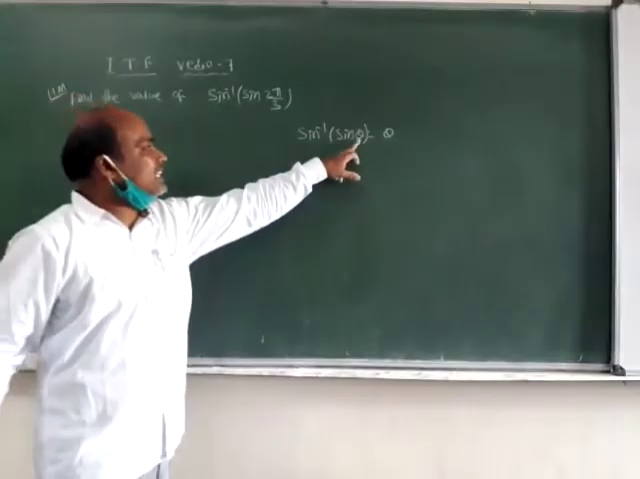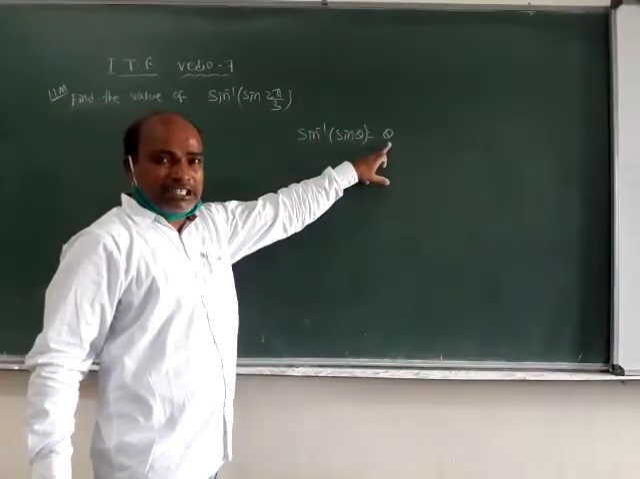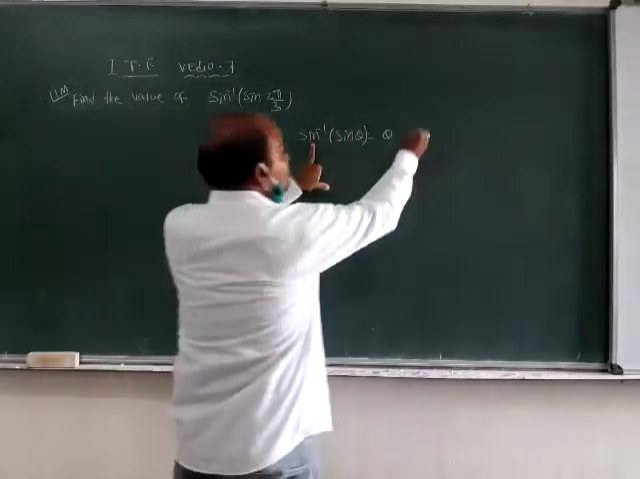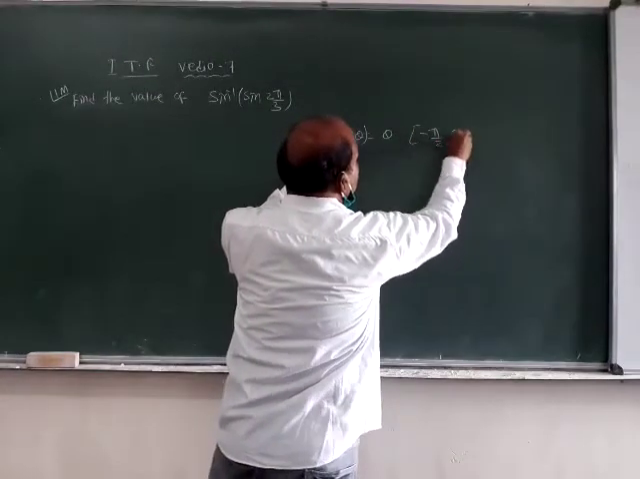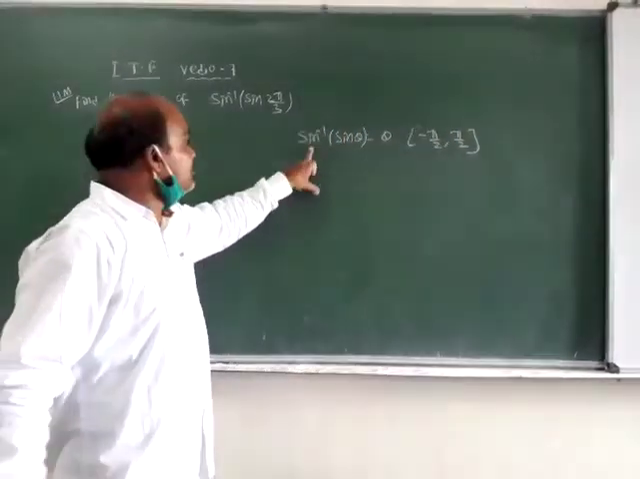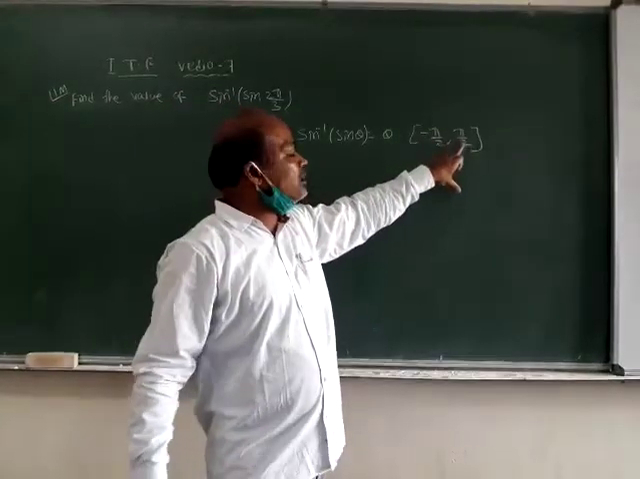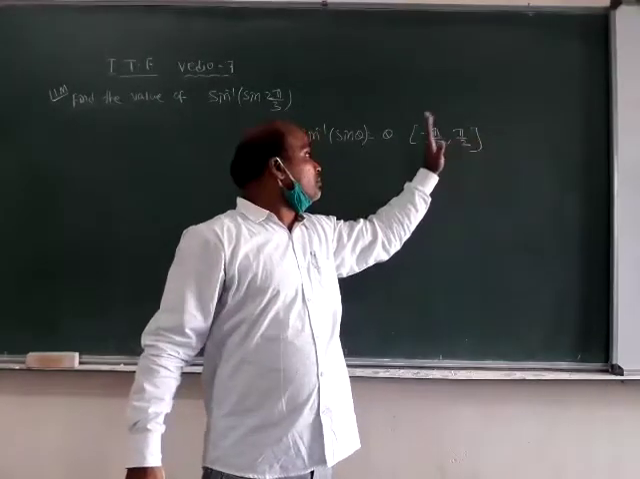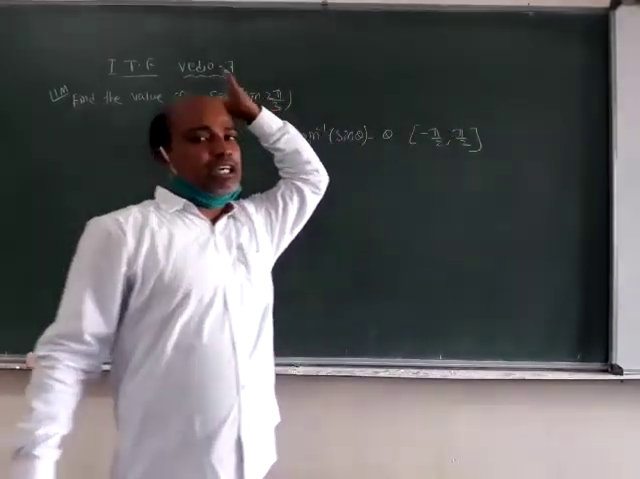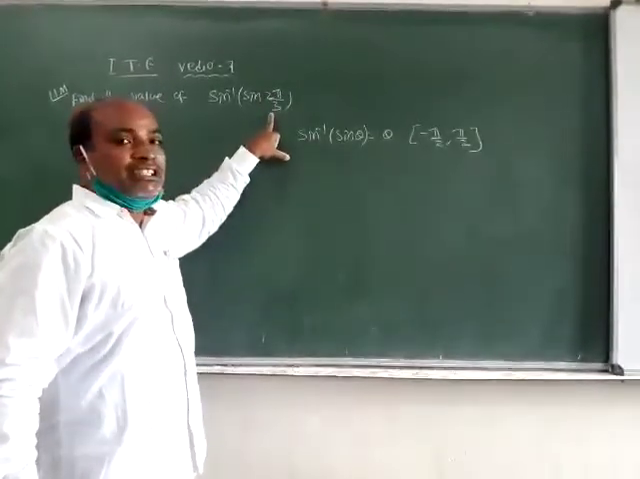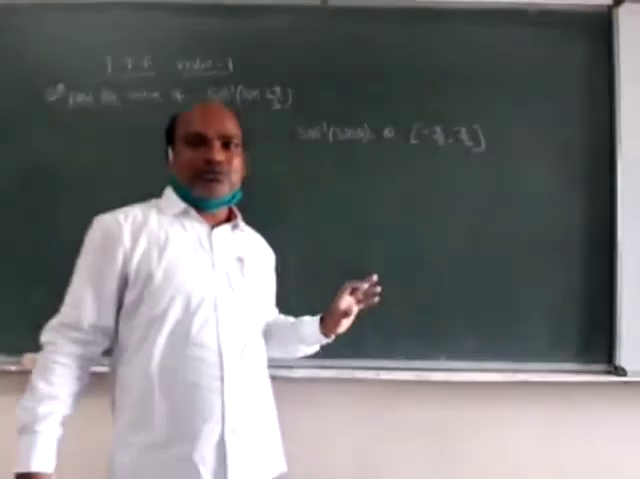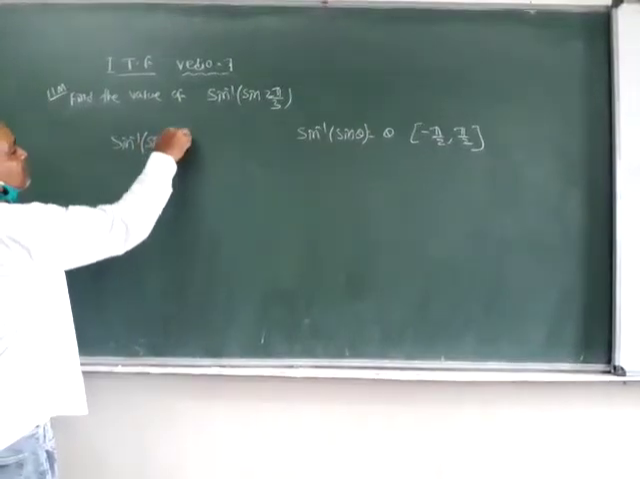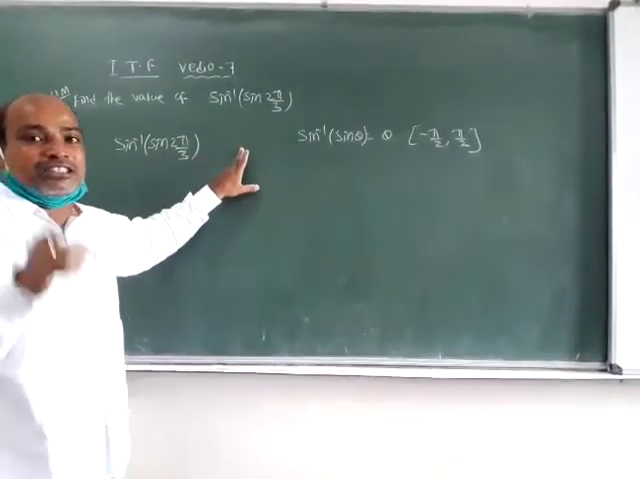But when sine inverse of sine theta is equal to theta, the sine inverse range should always be minus pi by 2 to plus pi by 2. Not less than minus pi by 2, not more than pi by 2. The angle should be between minus pi by 2 and plus pi by 2. But here 2 pi by 3 is more than pi by 2. So you should never write the solution sine inverse of sine 2 pi by 3 is equal to 2 pi by 3. It will become wrong.